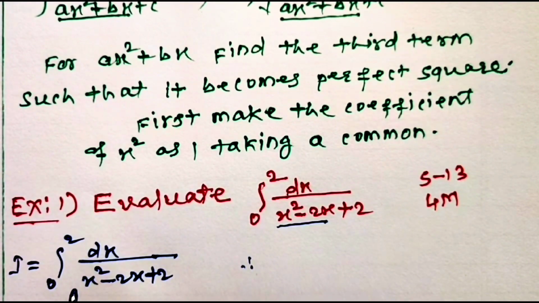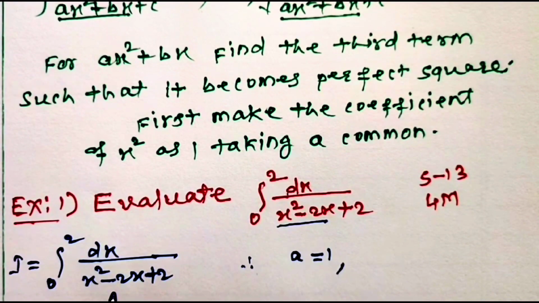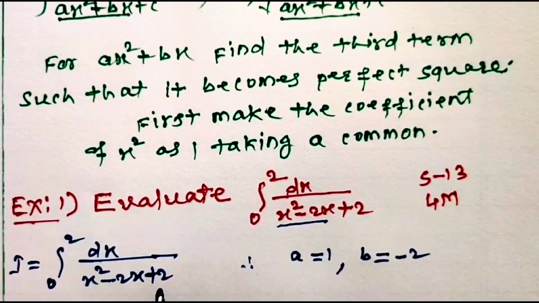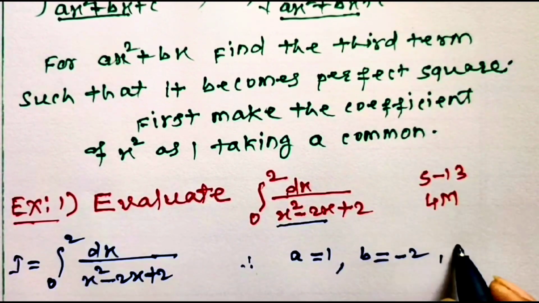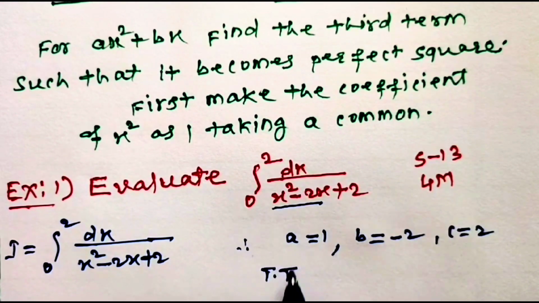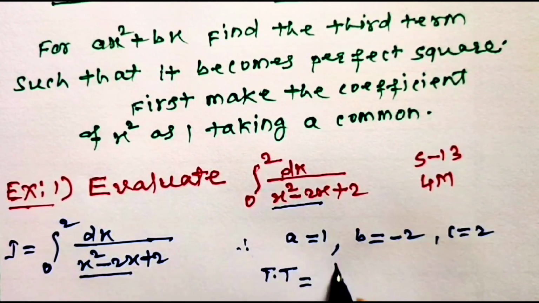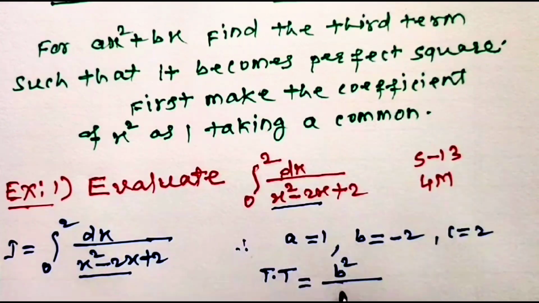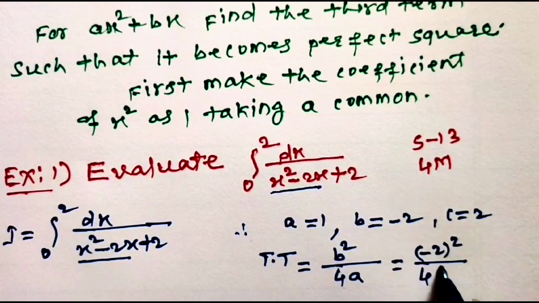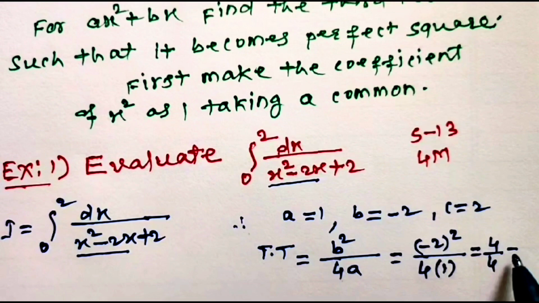The coefficient of x square is a, and you know a is equal to 1. The coefficient of x is minus 2, so b is equal to minus 2, and the constant term is 2, so c is equal to 2. Hence the third term is given by b square divided by 4a, that is 2 square divided by 4 into a. A is 1, so 4 upon 4, and this is equal to 1.